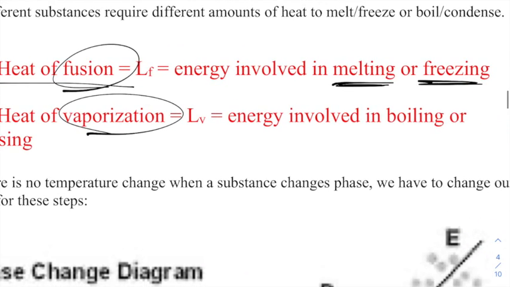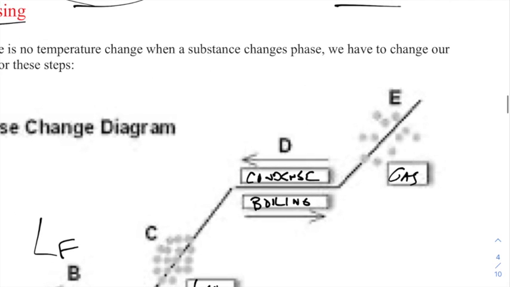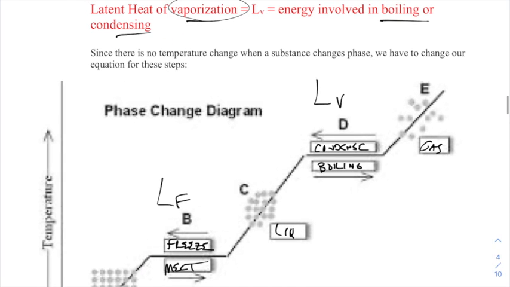Our second one is the heat of vaporization. The heat of vaporization is the energy that's involved in boiling or condensing. So boiling is the process of going from liquid up to gas. But if you were to take heat away and take a gas and turn it back down to a liquid, then that would be condensing. That would be the process of L of V, the heat of vaporization.